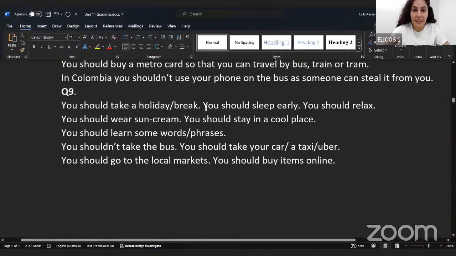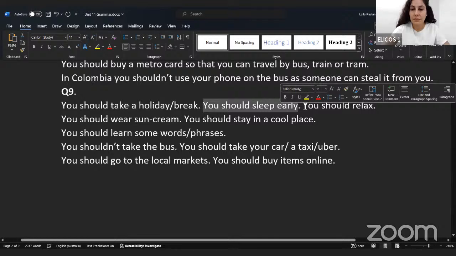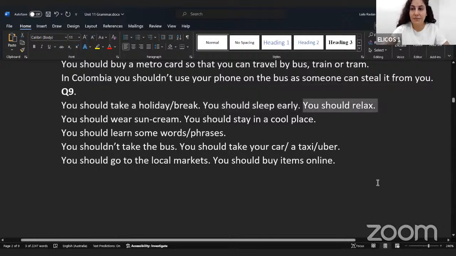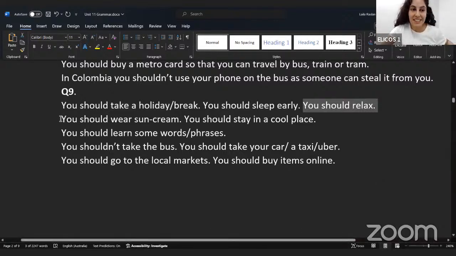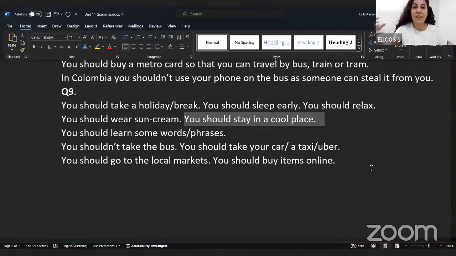You should sleep early. You should relax. If someone said the sun is shining and the temperature is 40 degrees, that's very hot. You should say, well, you should wear sunscreen. Or you could say, you should stay in a cool place. So I'm telling someone what is very important. You should stay in a cool place.